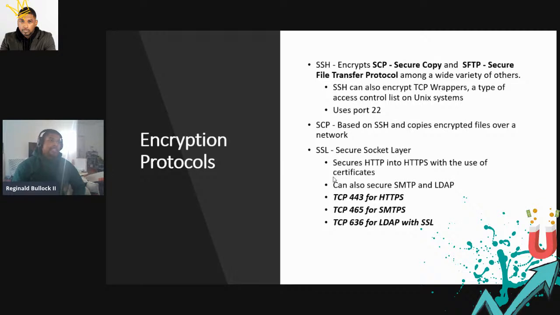Secure socket layer, SSL, secures HTTP into HTTPS with the use of certificates, and can also secure SMTP and LDAP. TCP 443 is for HTTPS, TCP 465 for SMTPS, and TCP 636 is for LDAP with SSL. We'll get into some of the top ports that you'll need to know for the Security Plus in another presentation, but for here, this breaks down some of them.